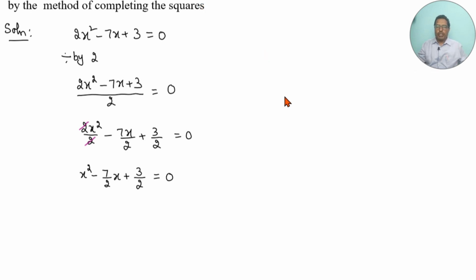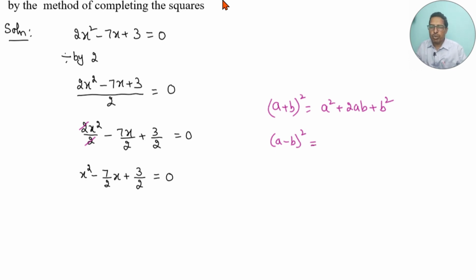Now we'll try to express this in the form of (a plus b) whole square, which is nothing but a square plus 2ab plus b square. That's the formula we know. Then we have another formula, (a minus b) whole square. What will this formula be? Just put it in the chat box. It is a square minus 2ab plus b square. So let us try to see this here.